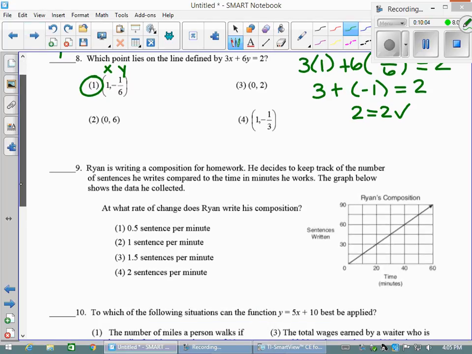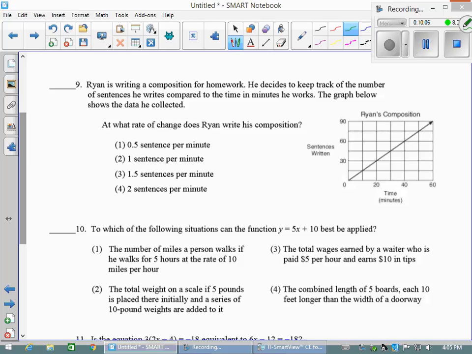Question 9 is talking about a student writing a composition for homework. They're keeping track of the number of sentences compared to the time. So how many sentences they're writing in comparison to the time it's taking them to write them. They give us a graph to show the data. They're asking us what the rate of change is that Ryan is writing his composition.